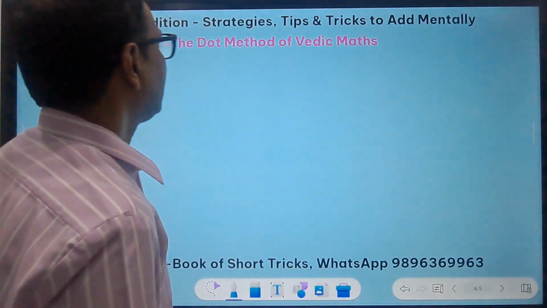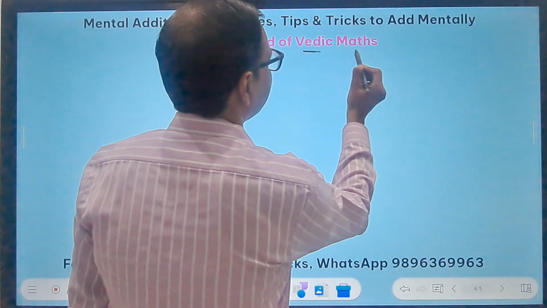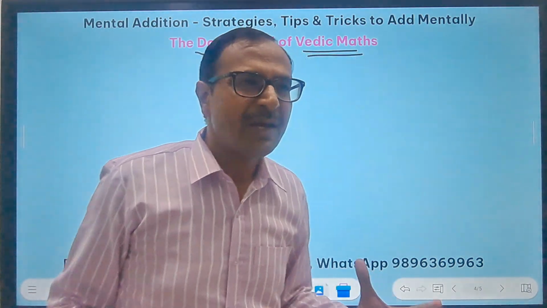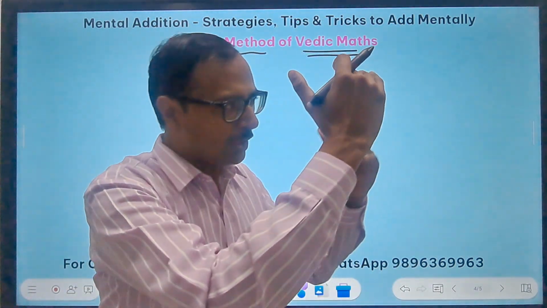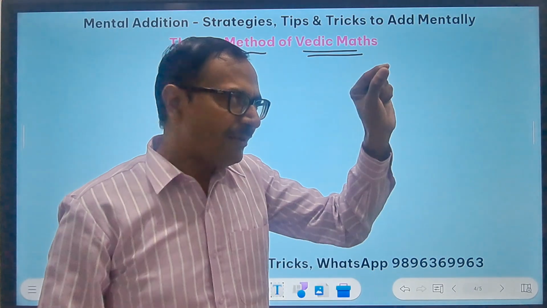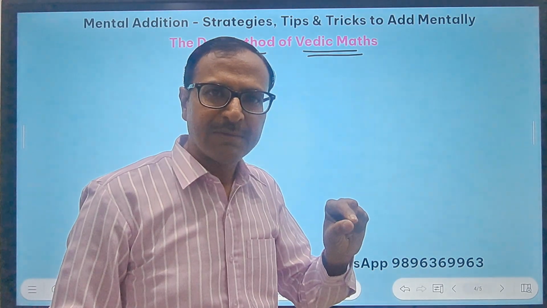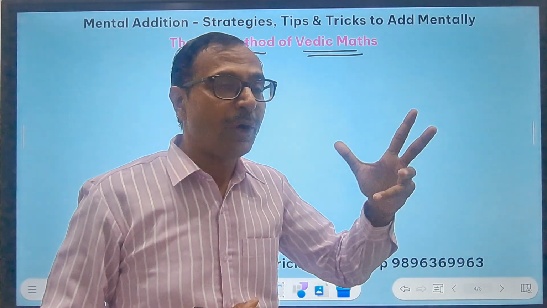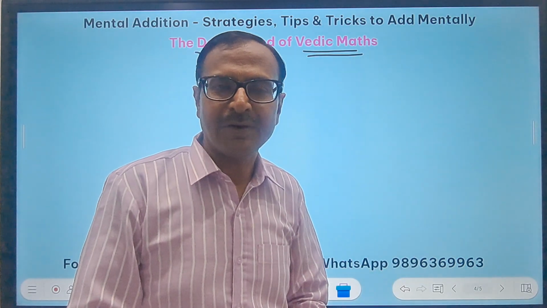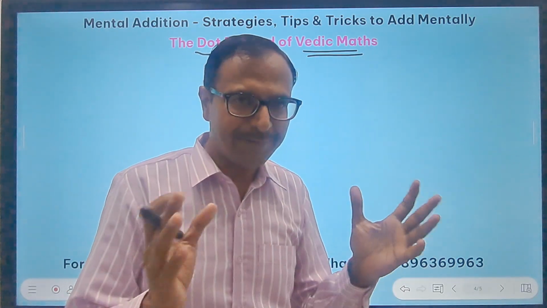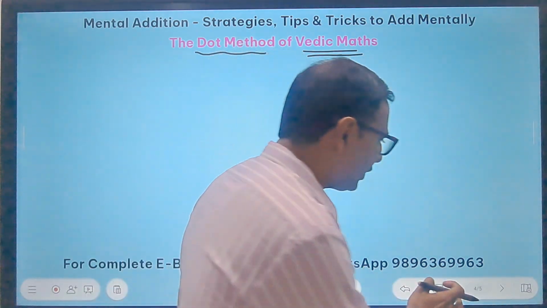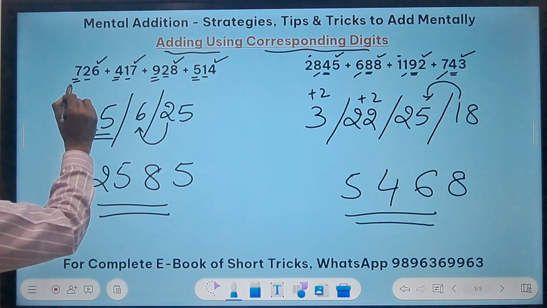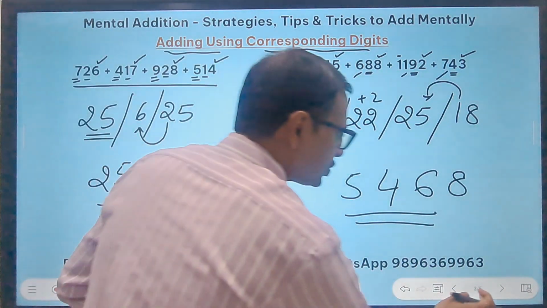Okay, now come to the dot method of Vedic maths. Now some people will say, sir, we commit errors when we write all the numbers one below the other, and then when we add all the unit digits, suddenly we reach 47 or 52. There itself the error creeps in, and so we have a solution for that also. Let me tell you this question. See, 726 plus 417. I'll take the same question on the other slide.